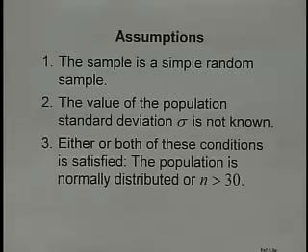In this video, we will be discussing procedures for testing claims about a population mean when the population standard deviation is not known. To start with, we will review some assumptions that need to be satisfied for testing claims about a population mean. The assumptions are that the sample is a simple random sample. The value of the population standard deviation sigma is not known. Either or both of these conditions is satisfied: the population is normally distributed, or n is greater than 30.